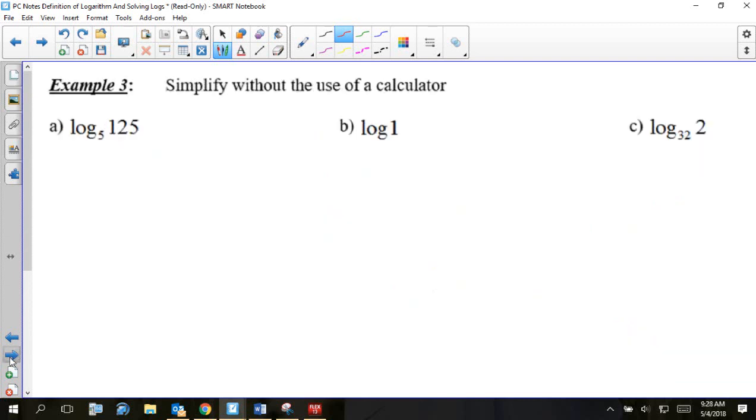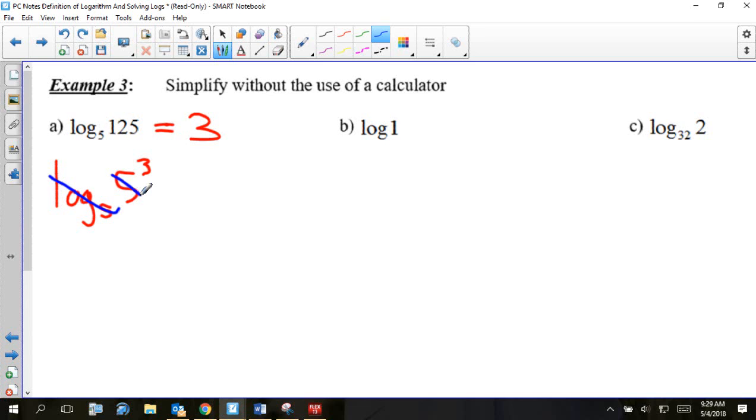Okay, the next is we're just manipulating the logs to simplify them without the use of a calculator. So what I want to do when I'm simplifying logs is I want the log base 5, I want what it is of to have the same base. I want this to say log base 5 of 5 to the, do you know the answer? 30. So my answer is 30. So remember, logarithms are telling you what the exponent is that would give you 125. That's what logarithms do.